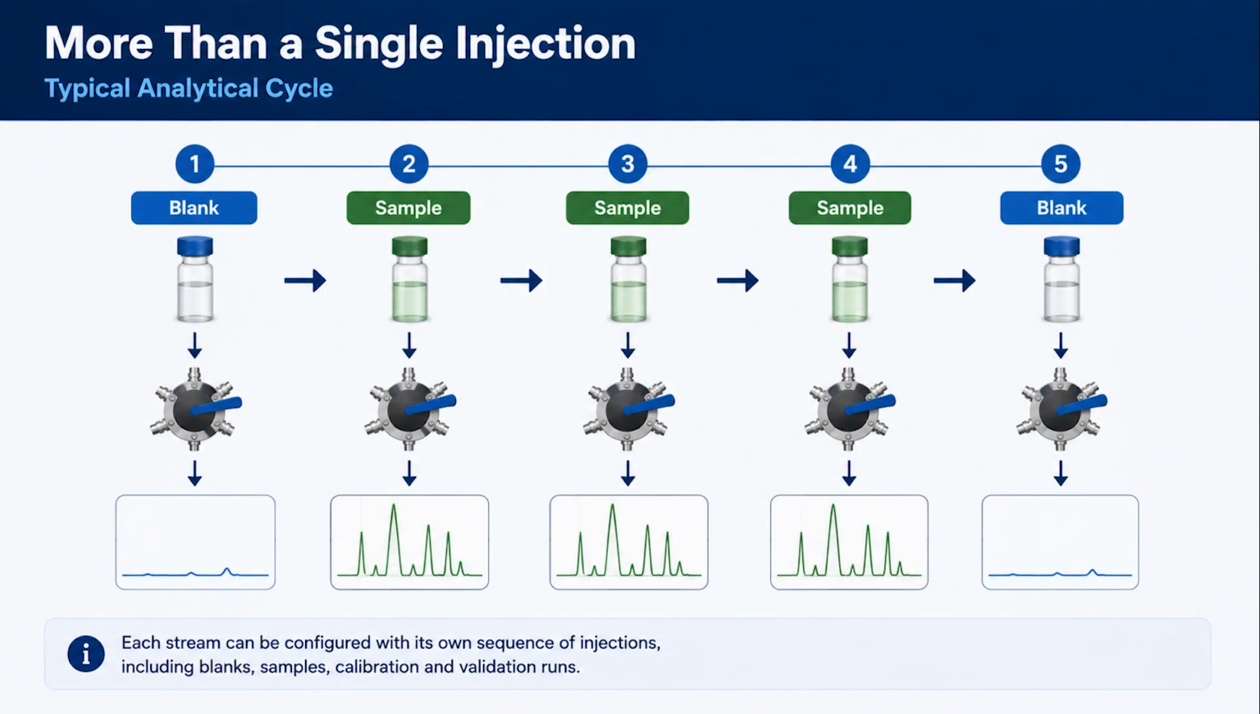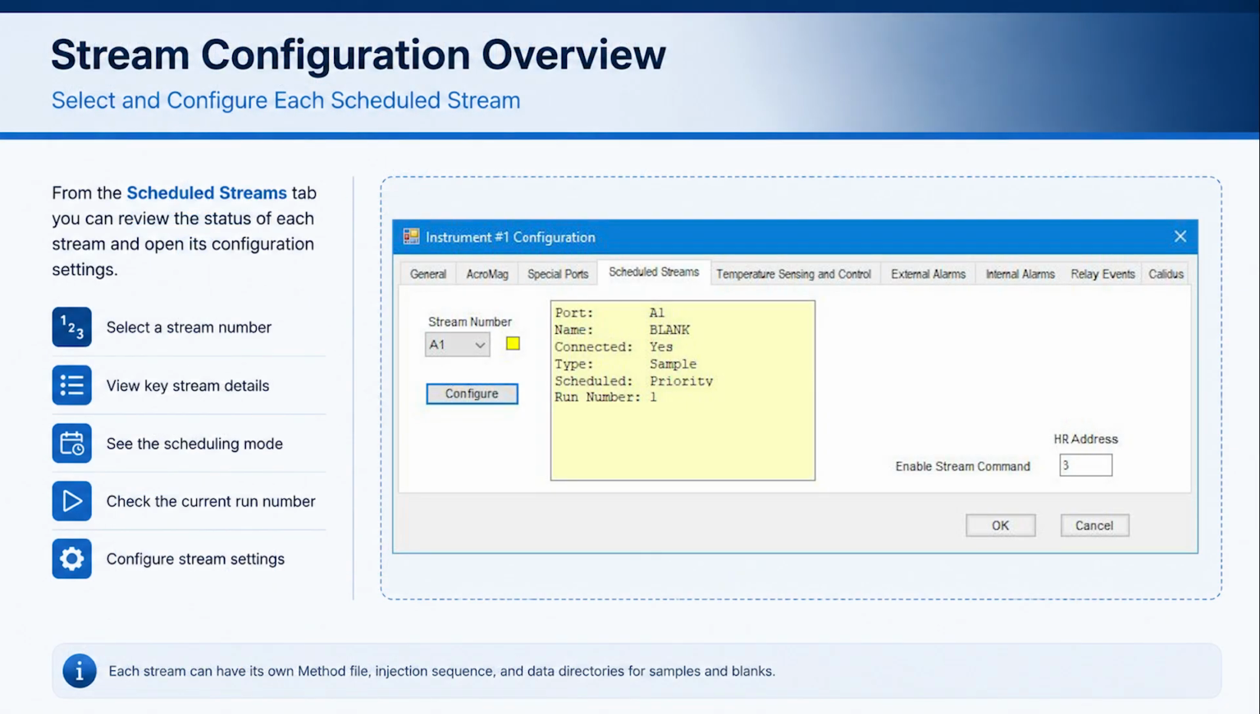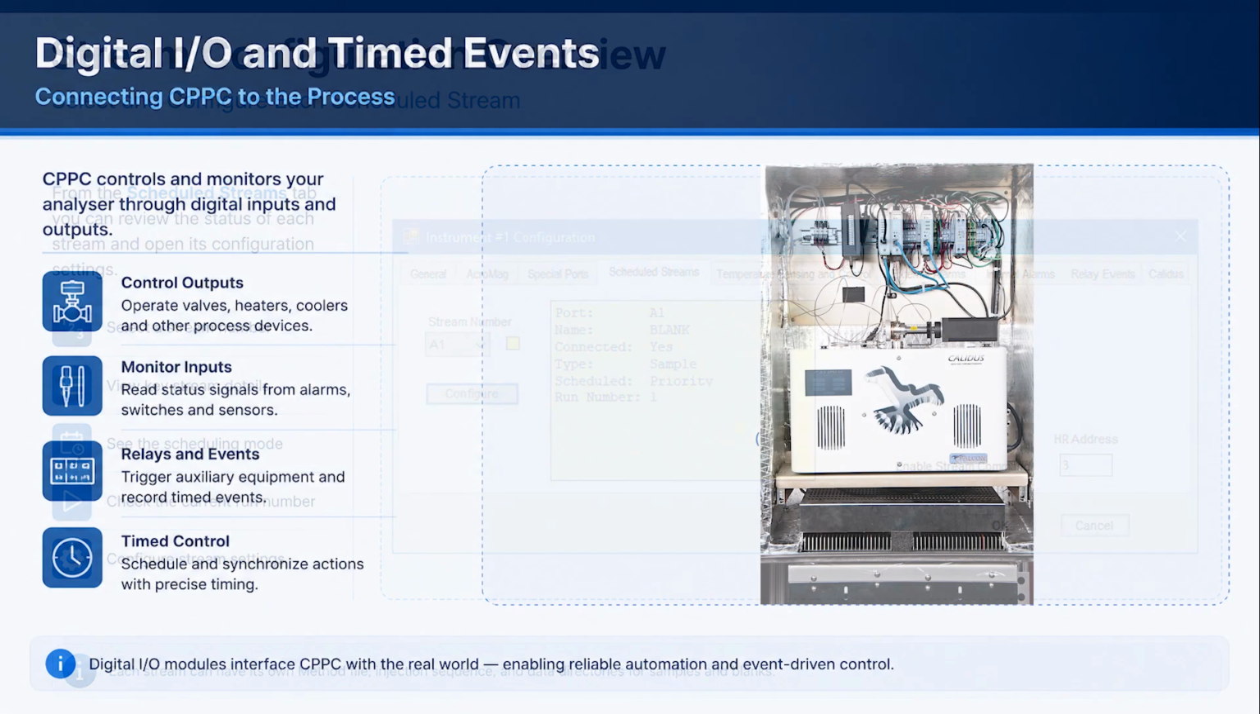A sampling cycle can include one or more blank runs before the sample, several replicate sample injections, and additional blank runs afterward. Each stream can use its own method files and data directories, allowing the analysis and reporting requirements to be matched to the sample type.